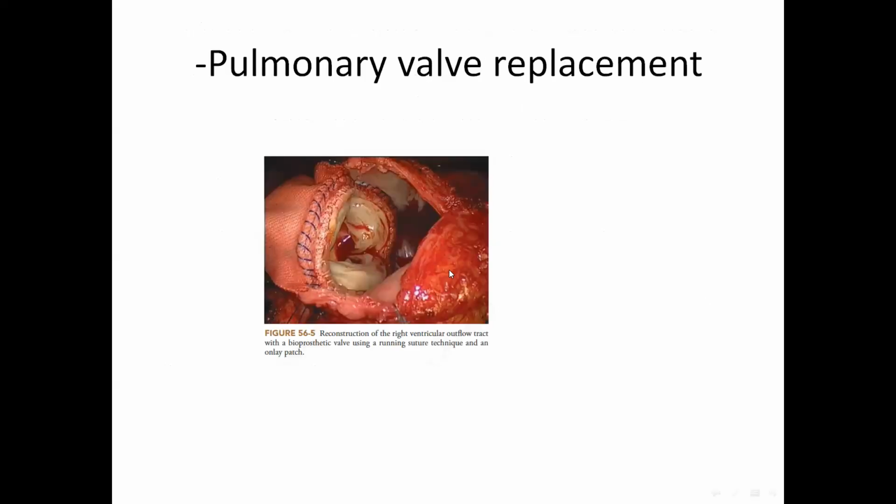Here, for the pulmonary valve replacement, we make a longitudinal incision across the valve annulus, into the outflow of the right ventricle. Then we insert the prosthetic valve. Then after that, the anterior part, we will leave it and patch it with a pericardial patch, augmented with closure of the PA and the RV.